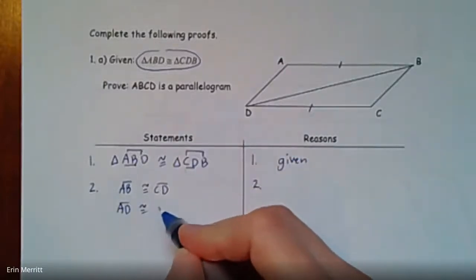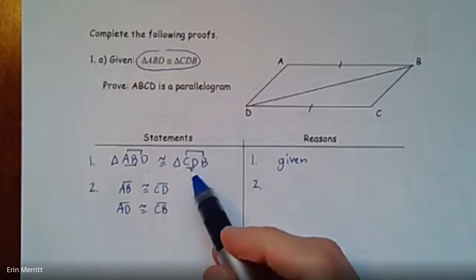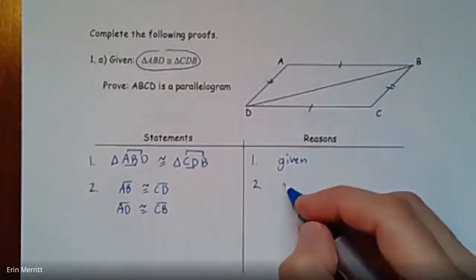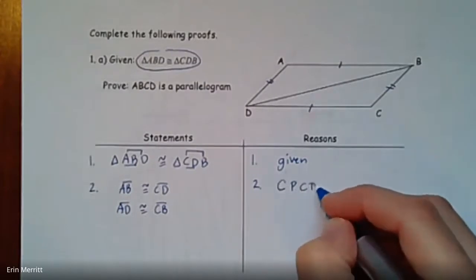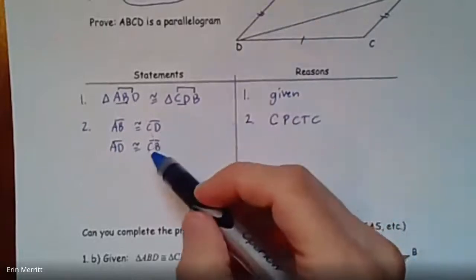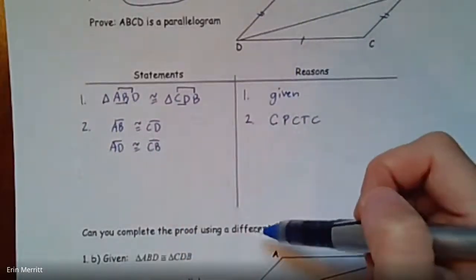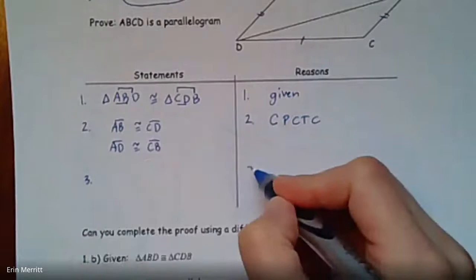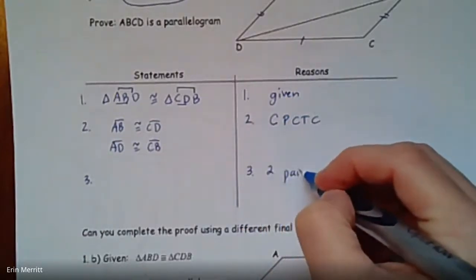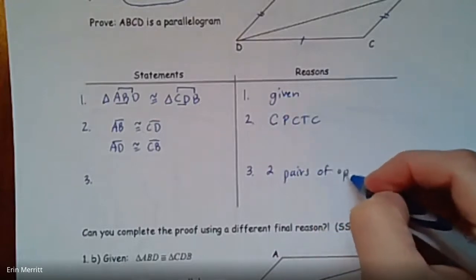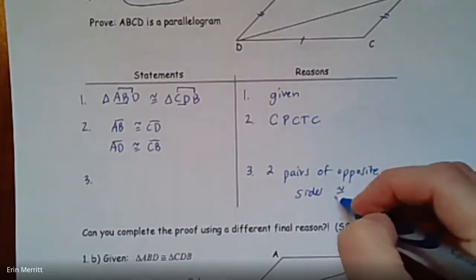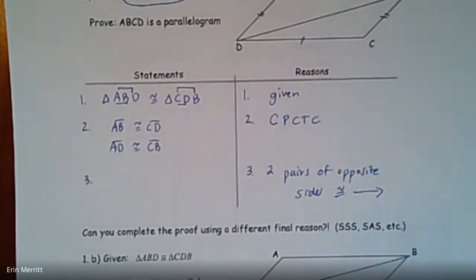So A and D should match C and B just based on the order. So AD, CB, awesome. And that is corresponding parts of congruent triangles are congruent, right? That gives us right there opposite sides of the parallelogram. So think about what we said. If we could show that you have two pairs of opposite sides congruent, that's enough to prove that it's a parallelogram.